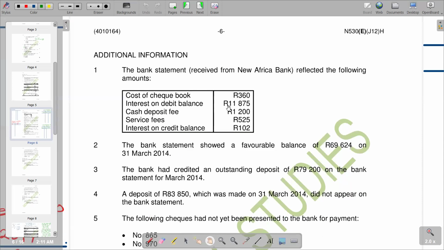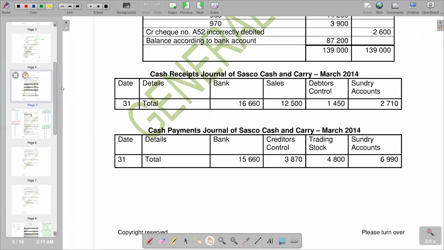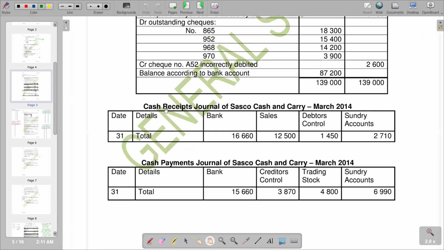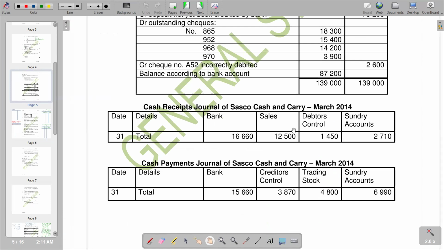So of course, we are going to start with our opening balances. If you go to the previous page, you'll see that we have got our opening balances starting with the cash receipts journal. We've got an opening balance of 16,660. So we can indicate there that on cash receipts journal, we have 16,660 as our opening balance. We go to cash payment journal, we have 15,660 as the opening balance.